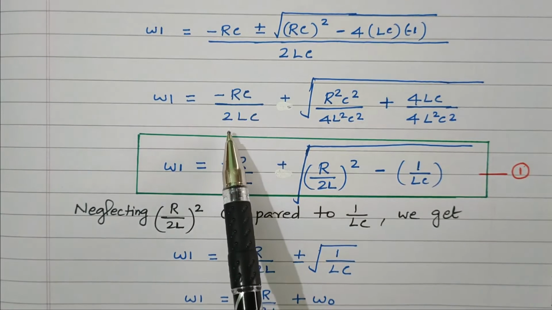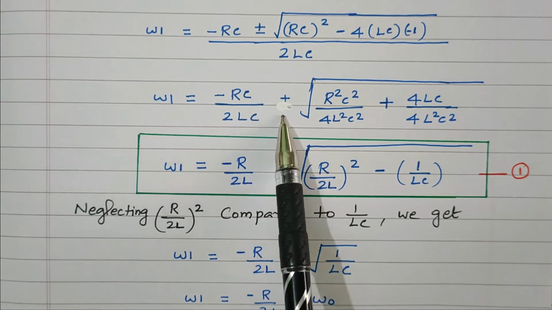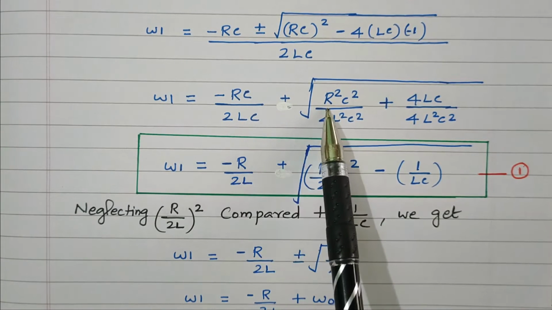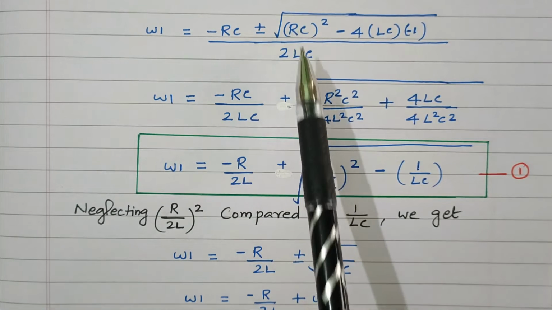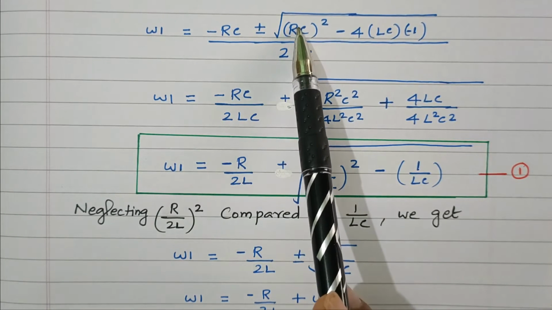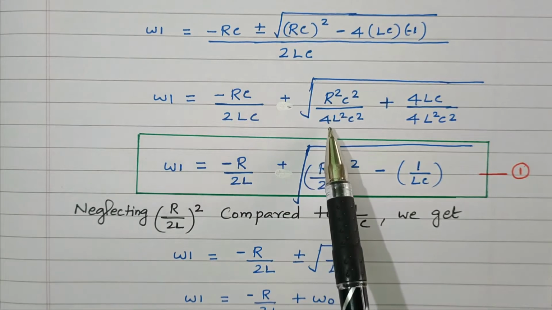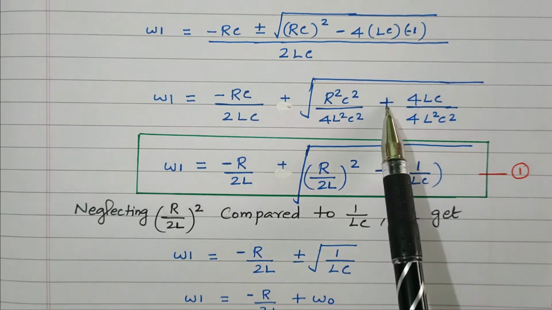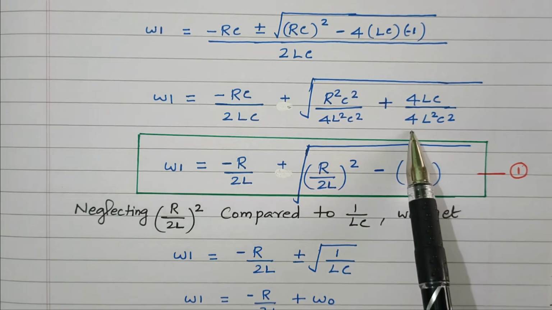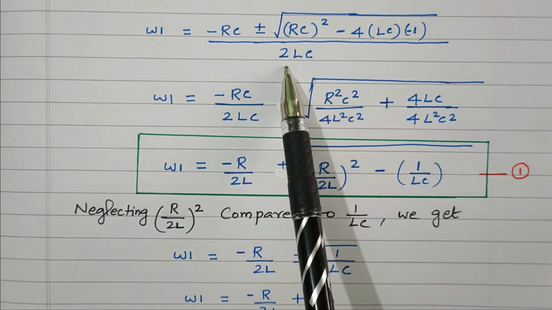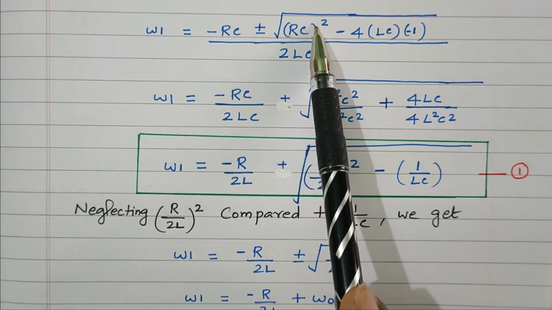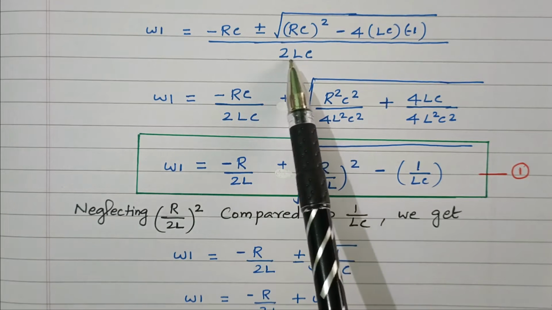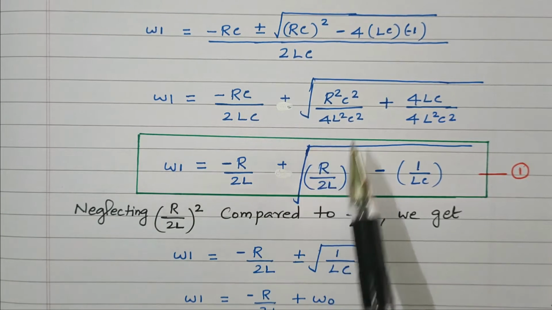So minus RC divided by 2LC, plus, we'll take only the positive, square root of R square C square divided by 4L square C square, since 2LC going inside the square root becomes 4L square C square. This minus and minus become plus 4LC divided by 4L square C square.